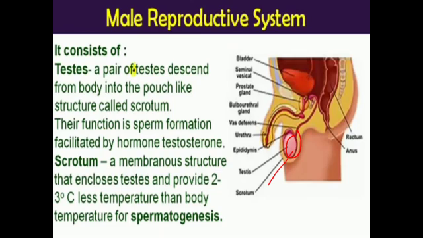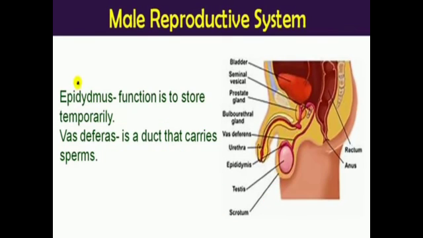Then comes the scrotum, this sac-like structure. It is a membranous structure that encloses the testis and provides 2 to 3 degrees Celsius less temperature than body temperature for spermatogenesis. Spermatogenesis is the process which helps in the formation of sperm.